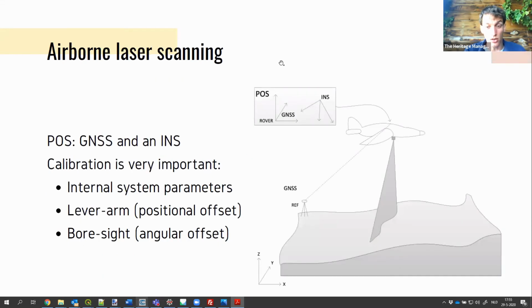In this case, it is also very important, especially given the high speed of the platform, to have a positioning and orientation system. And this also needs to be calibrated for internal system calibration. So the time latency parameter, the lever arm, so the positional offsets, and the boresight calibration, which are the angular offsets. If you're measuring with your scanner like this and your motion sensor is positioned like this, you need to know about these angles related to the laser scanner and make sure that everything is aligned correctly.